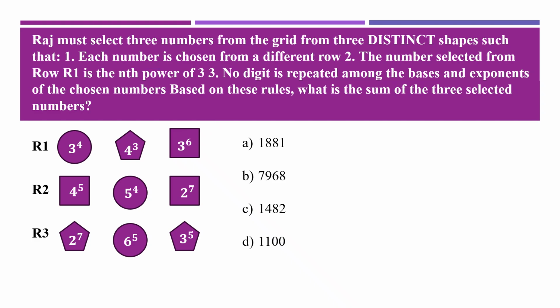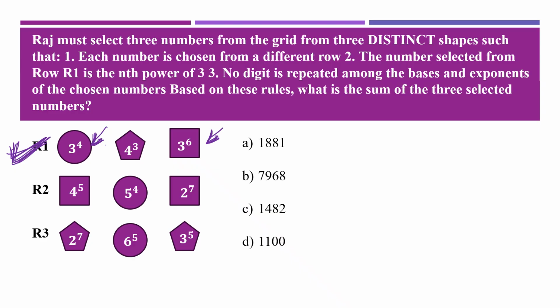Great, done. The number selected from row 1 is the nth power of 3. So from the first row, we are supposed to select the base 3. So I have two options. It can be 3 power 4 and 3 power 6. No digit is repeated among the bases and exponents of the chosen numbers. Based on these rules, what is the sum of the three selected numbers?